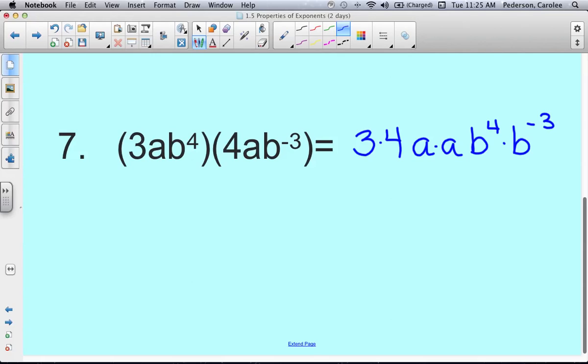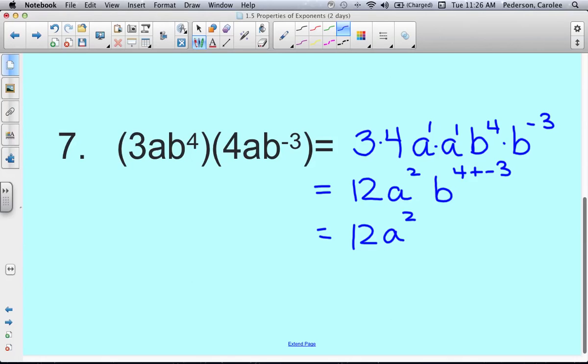Well, 3 times 4 is 12. And if you remember the next piece, a to the 1 and a to the 1, what do I do with them? I add them together. And then b to the 4th and b to the negative 3, I add those together. So 4 plus negative 3. So 12a squared still stays as it is. And then it's b, and then 4 plus a negative 3 is b to the 1.